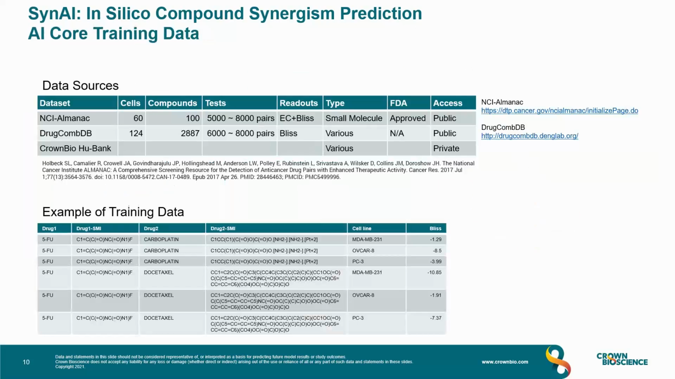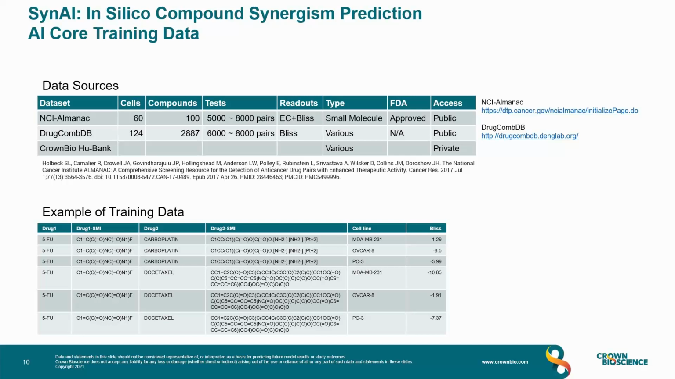If we further look into the datasets used for the AI core training, there are basically 3 data sources that have been employed. 2 of them are public and well-known datasets which have been repeatedly mentioned in existing literature. Of course, one of the private data sources comes from CronBio's HuBase.